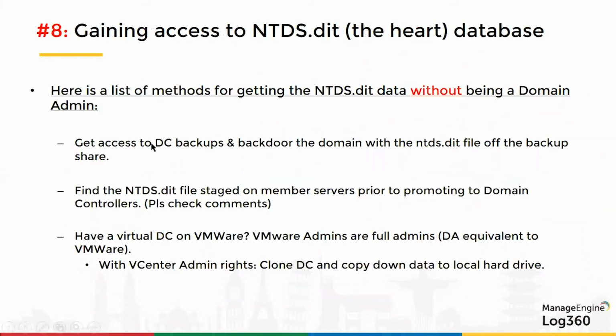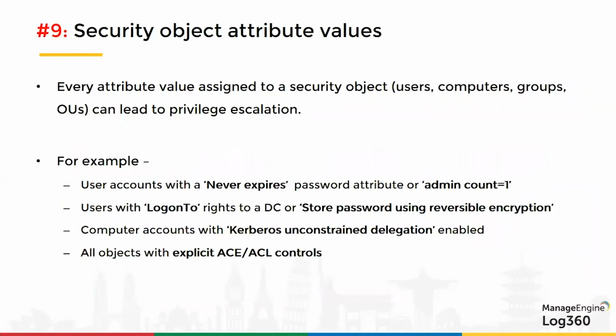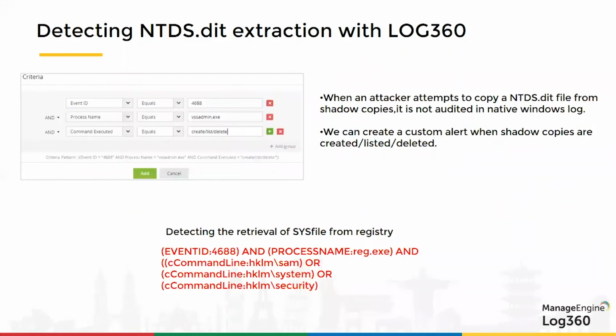And these are a list of places where the ntds.dit file can be found by attackers. My recommendation would be to look into these places and ensure that the permissions to these particular folders or locations are secure, right? Log360 can help you with that as well, because using Log360, you can set up customized alerts to capture ntds.dit extraction attempts from Active Directory and alert on them, right? Using condition-based alerts that I just showed you.